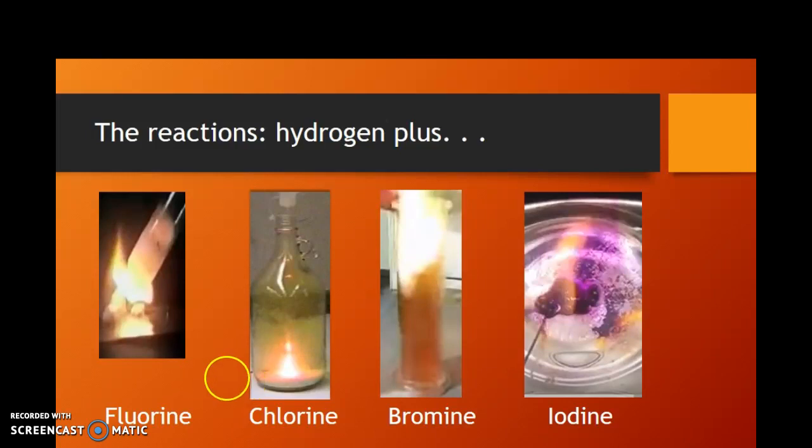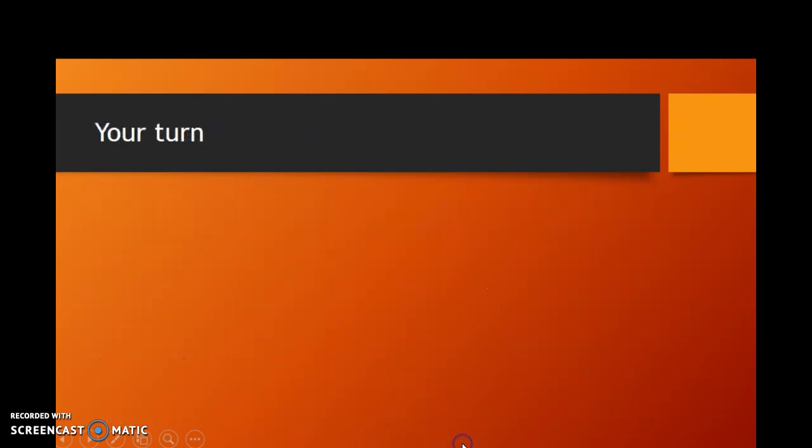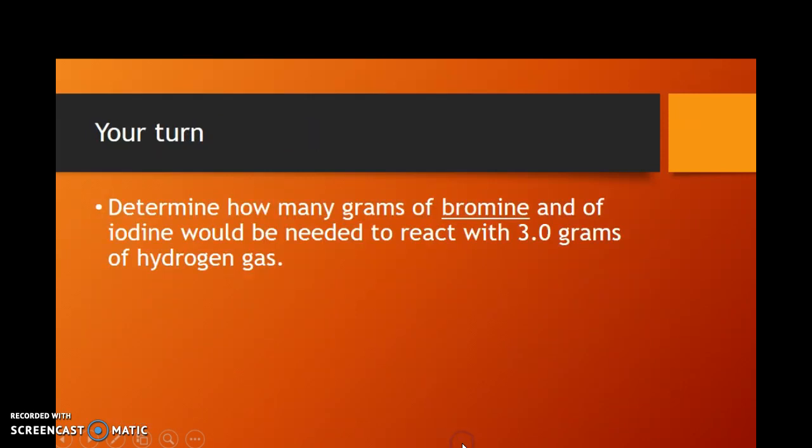So now let's do a little stretching here with you and let you solve some problems. This is your turn. Determine how many grams of bromine would be needed to react with 3.0 grams of hydrogen gas. See if you can set that up. Turn this video off, and then turn it back on when you've got an answer.